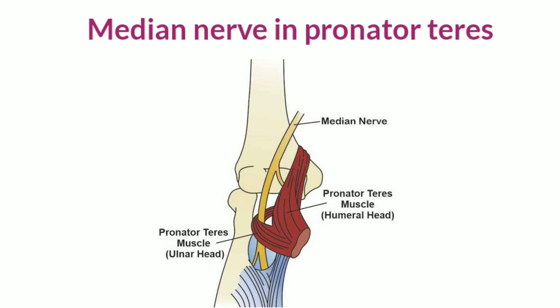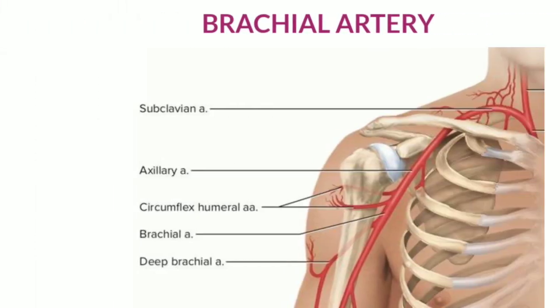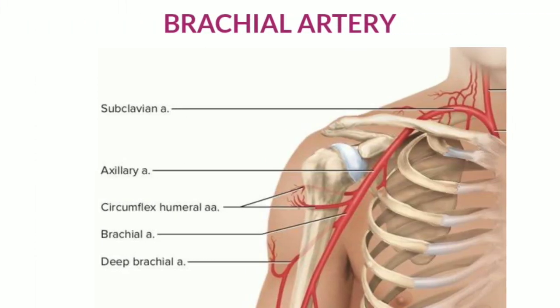So coming to the clinical significance of the median nerve, compression of the median nerve between the two heads of pronator teres causes a syndrome called pronator syndrome, in which the person is unable to pronate his arm or forearm. And now coming to the brachial artery.